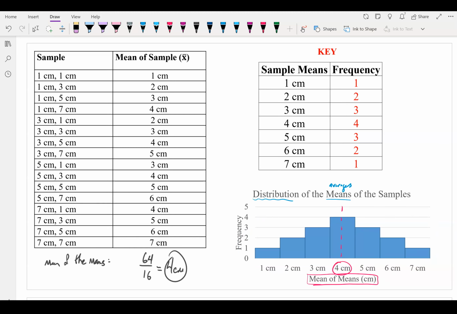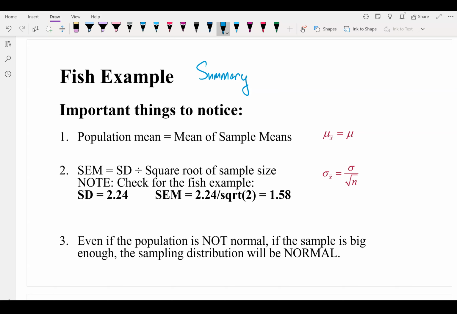As a summary of what you should have picked up there, and I know it's difficult to follow sometimes, so this is a nice reference point for you. Some important things to notice. The population mean is equal to the mean of the sample means. So that's hugely important. I kind of referred to that earlier. Remember that our mean of the means was 4, and our original mean was also 4. Remember, we had 1 plus 3 plus 5 plus 7 divided by 4 in the beginning. That was 4 centimeters. We also got 4 centimeters when we got the mean of the means.